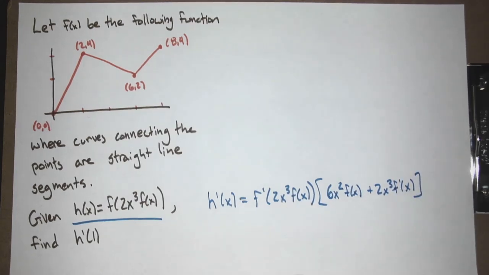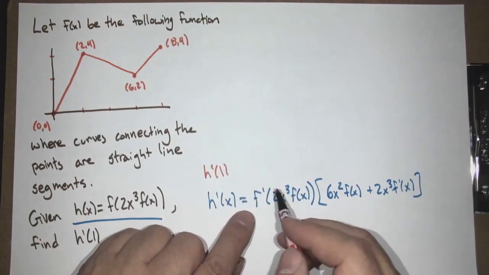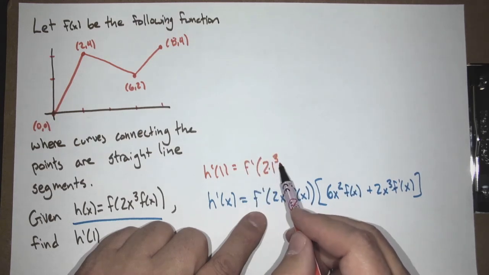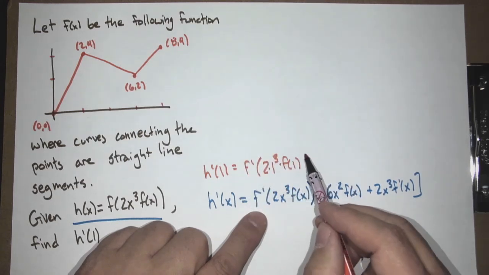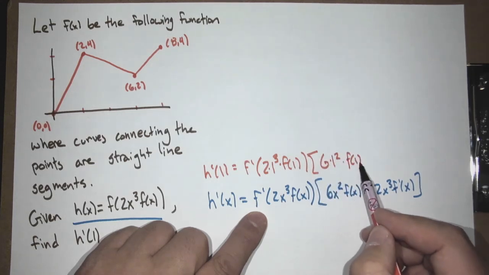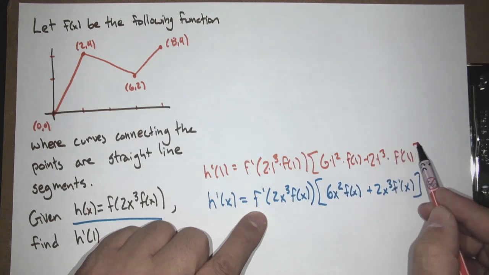All right, so we have now been tested on our rules. So great, now we have h prime of x. What do we do? Now we have a place where we can plug in 1. So h prime of 1 will be equal to f prime of 2 times 1 cubed times f of 1, times 6 times 1 squared times f of 1, plus 2 times 1 cubed times f prime of 1.